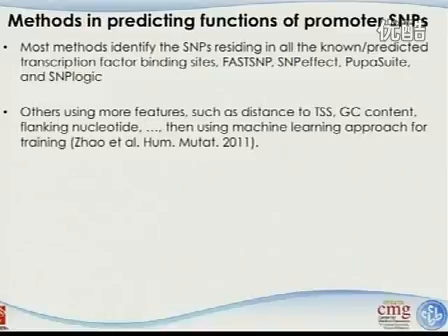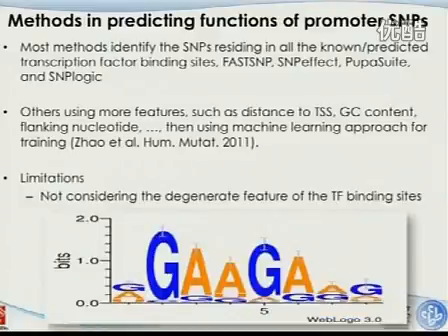I just made this lecture and dug into his publications, and they have a new approach using more features, not only whether they are in the transcription factor binding sites or not. They use more features such as distance to transcription starting site, GC contents, flanking nucleotide sequence, and many more, and then use machine learning approaches to do the training, to see whether they can prioritize the variations in the promoter regions. And actually, they use support vector machines.